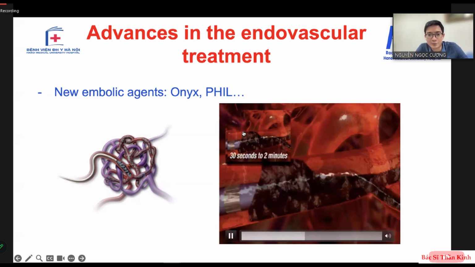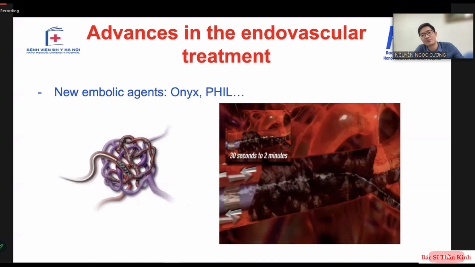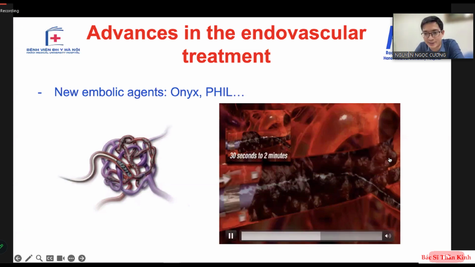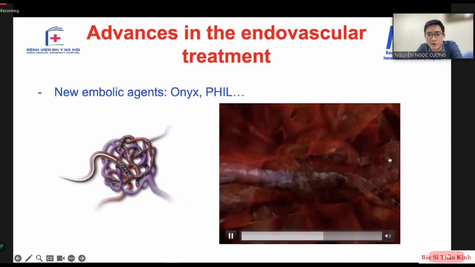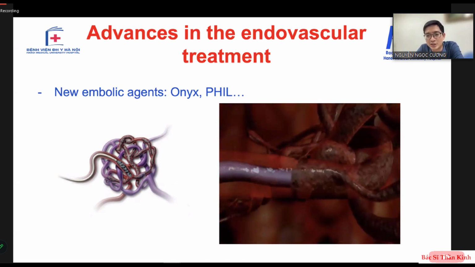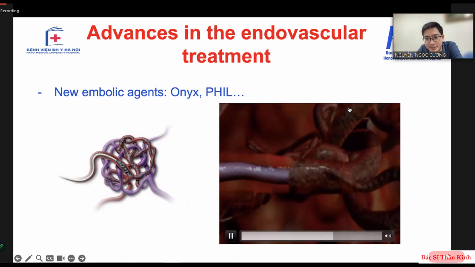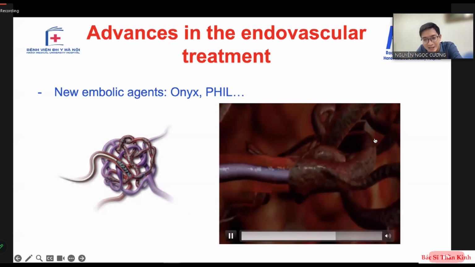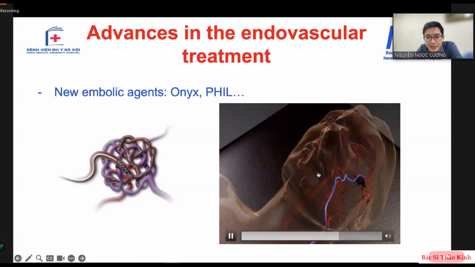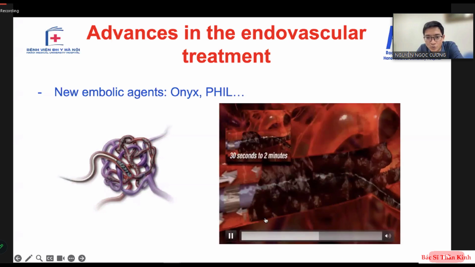We stop for 2 minutes for polymerization of the glue, and then we can keep injecting. We can inject with this for a long time, totally for 1 hour if the AVM is very big or very large. Here we can see the glue.